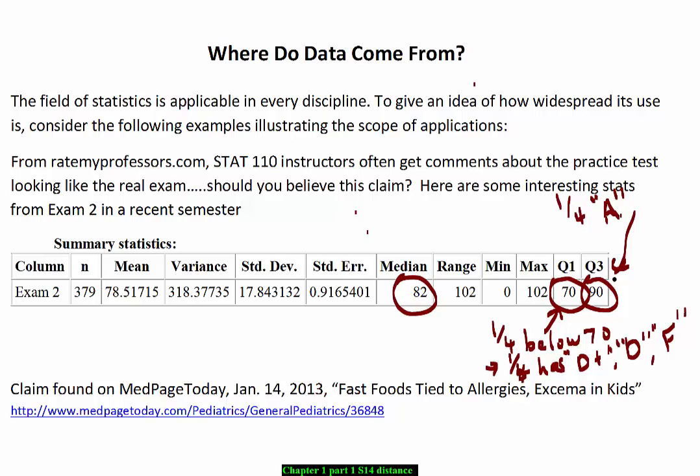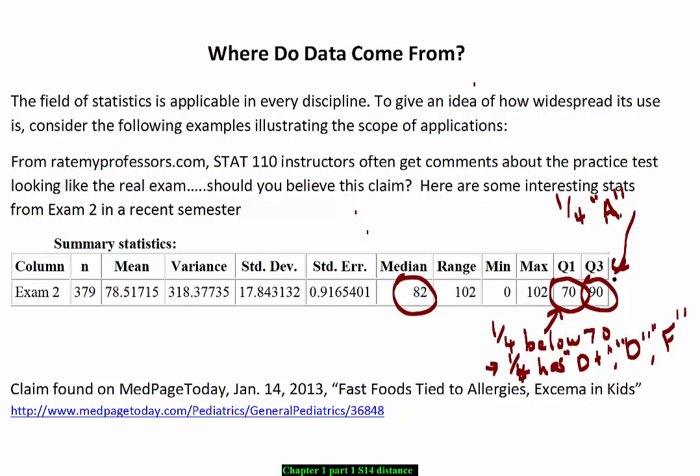So the lesson that we learned here as Stat 110 instructors, after carefully analyzing this data, is that the practice test looks like the real test to the students who actually studied and understood the concepts rather than just trying to memorize specific questions on the concepts.